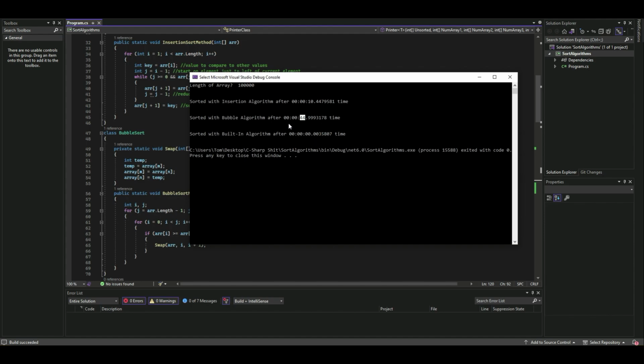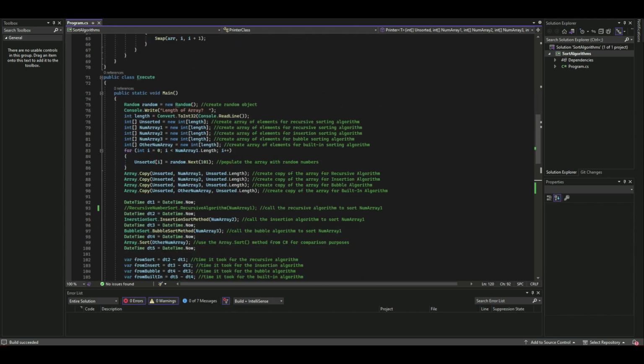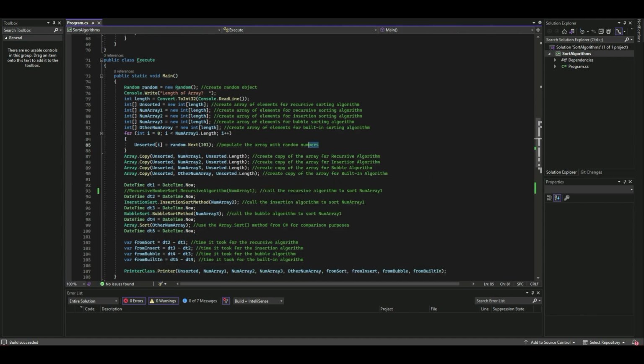But anyway, these are the times for these different algorithms right here. And by the way, this is just making an array with random numbers between 0 and 100 right here. So that is what the array is actually doing. And this is inputting that array length for each of these.